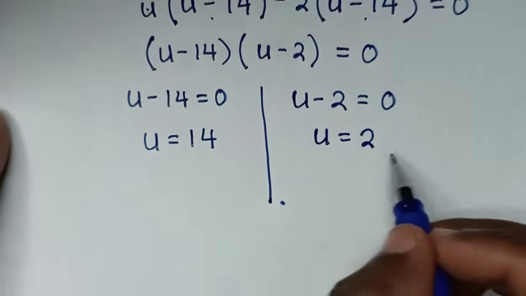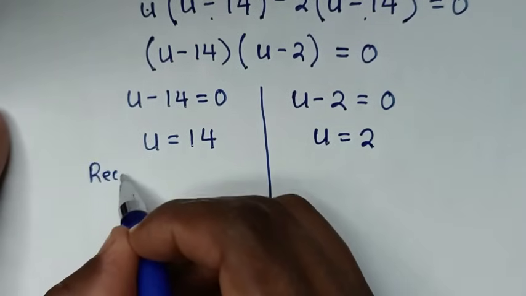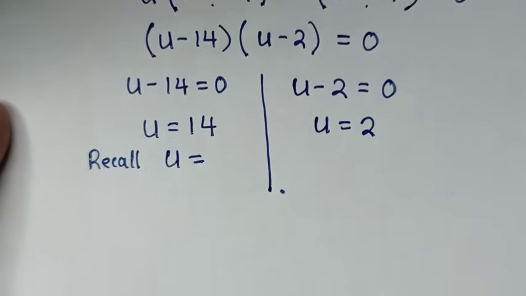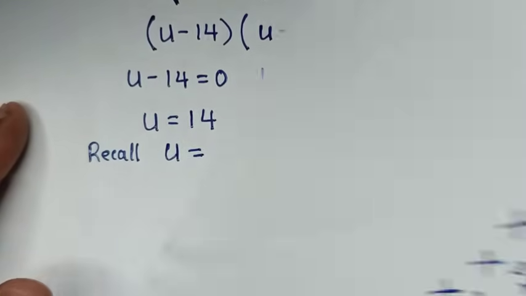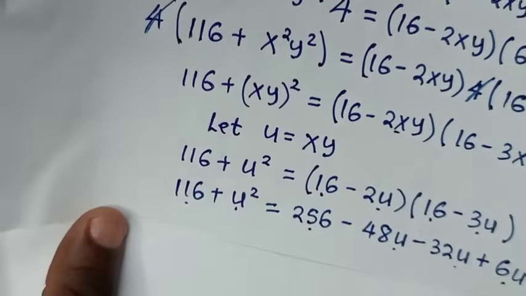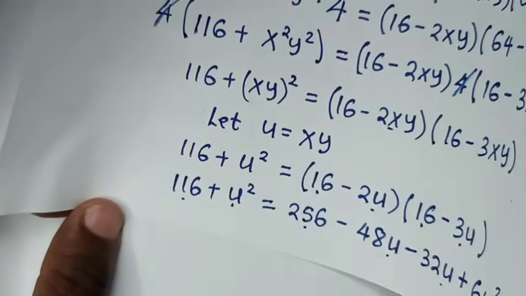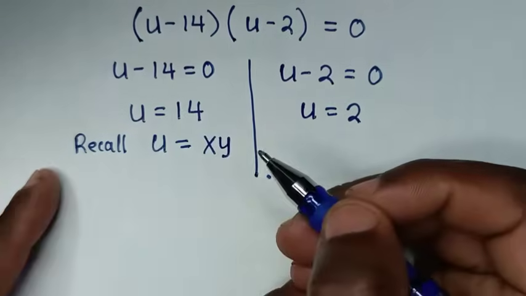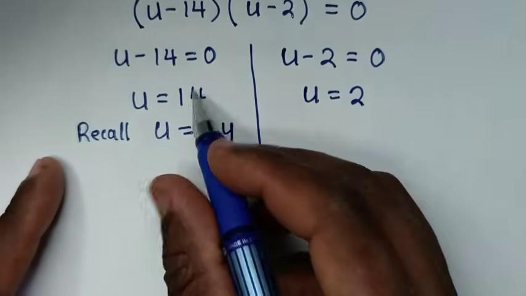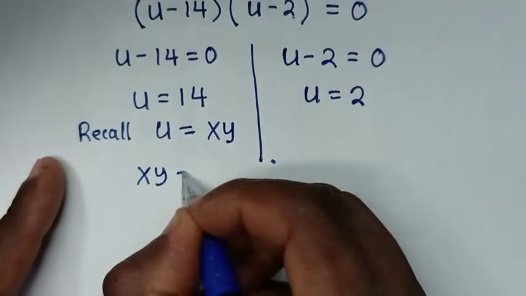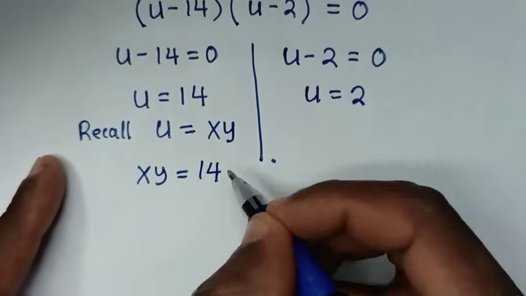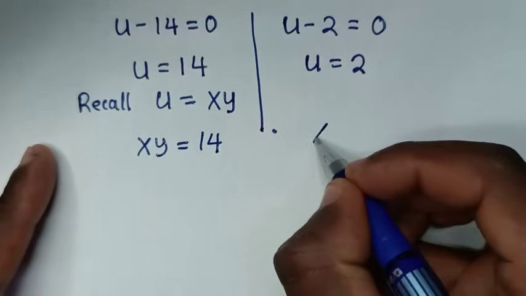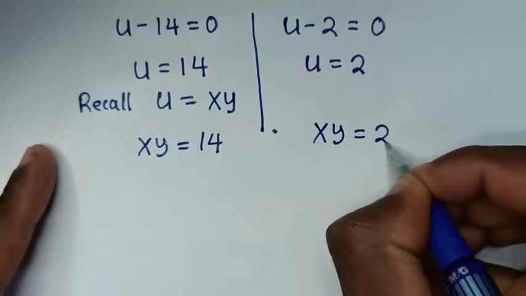Then after getting the values of u, we recall. Before, we let u be equal to xy. So from u is xy, in this solution, it will be xy is equal to 14. And also in this solution, it will be xy is equal to 2.